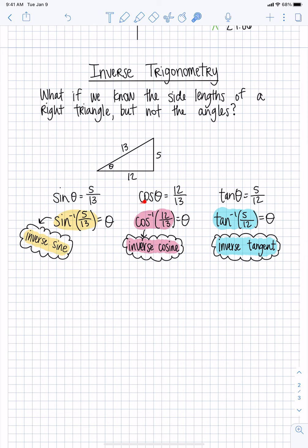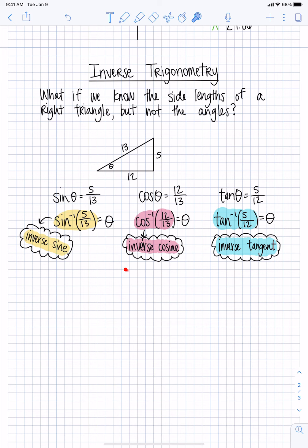Okay, likewise, if we wanted to use cosine, the cosine of this angle is adjacent over hypotenuse, so 12 over 13. We could use the inverse cosine, that's what this little -1 means, the inverse, of the ratio of 12 over 13 will give us our angle theta. Okay, the last way we could do this is with tangent. So we know the tangent of this angle is opposite over adjacent. Okay, we get 5 over 12. So the inverse tangent of 5 over 12 would be equal to our angle theta.